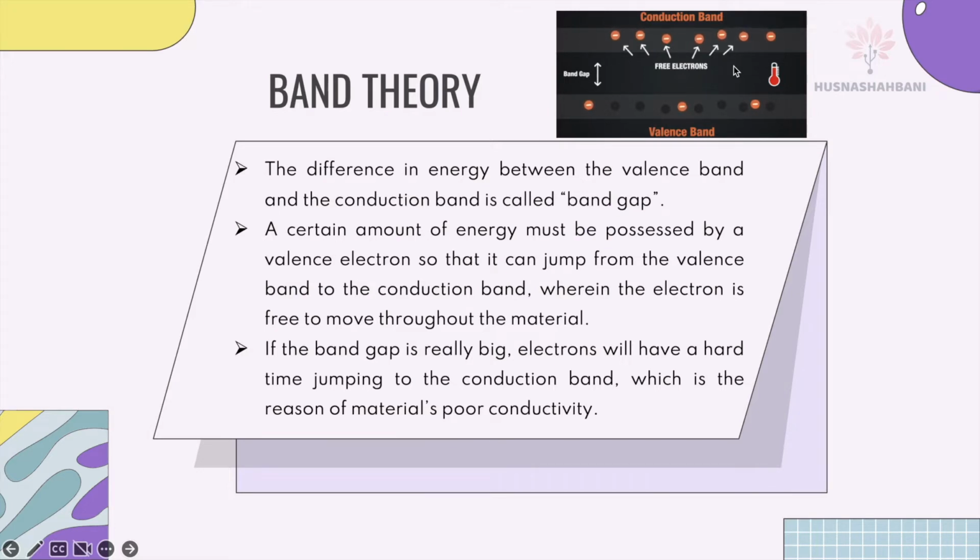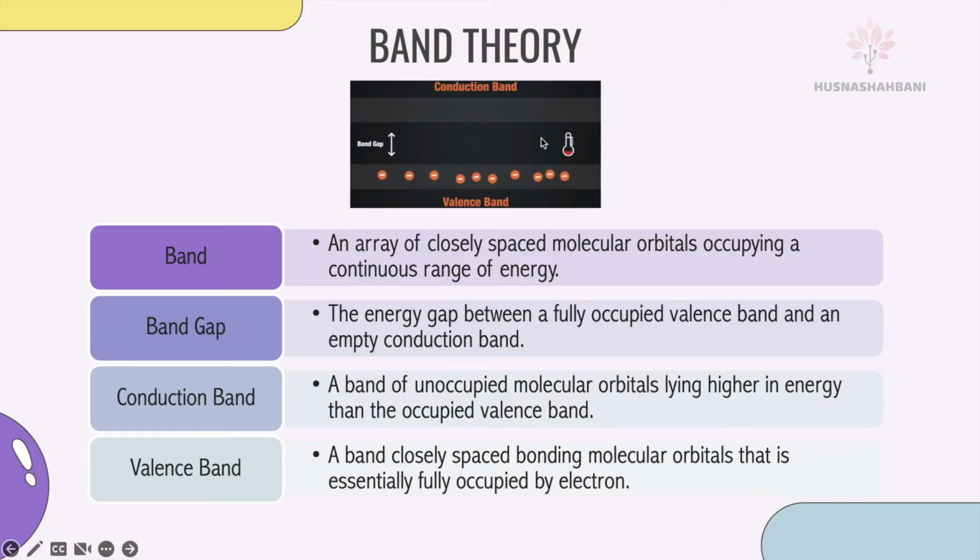If the band gap is really big, electrons will have a hard time jumping to the conduction band, which is the reason for materials' poor conductivity. There are a few terms that you need to understand in band theory.